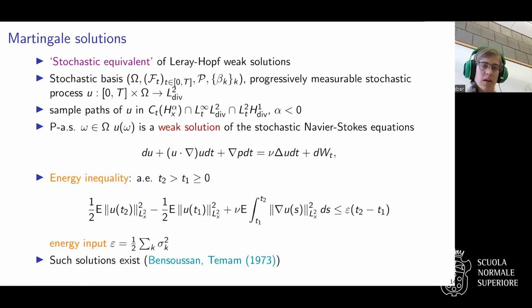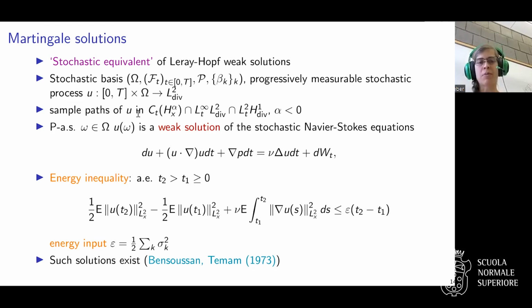So the framework we look at will be martingale solutions. As I said, we picked this model because you can actually show existence of solutions and stationary solutions. Some people here are experts on them, so I don't need to tell them. They are sort of a stochastic equivalent of the Leray-Hopf weak solutions. And what you need is a stochastic basis. Omega is a probability space, Ft is a filtration, P is a probability measure, and the beta K are Brownian motions. And then you have a stochastic process U, depending on time and probability space, taking values in L2 div, by which I mean the L2 functions which are divergence free.